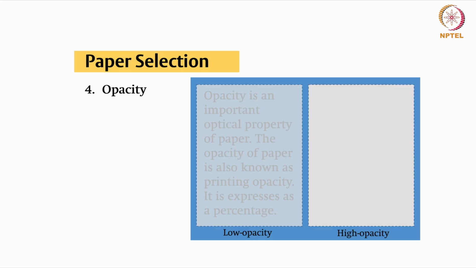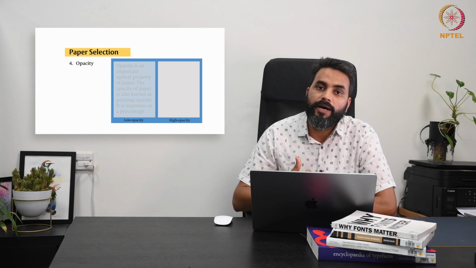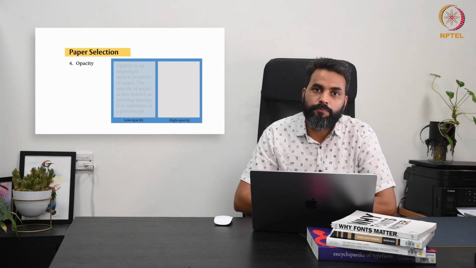Opacity determines how much ink shows through from the other side. So high opacity paper is essential for double side printing to avoid see-through issues. For example, if you have a text heavy print and you have a paper with low opacity, there is a chance that the text which is printed on one side is visible on the other side. So to avoid this, we have to go for the high opacity paper.